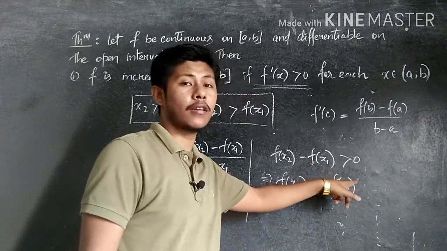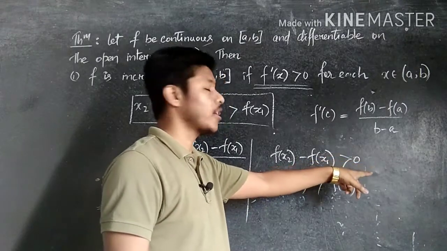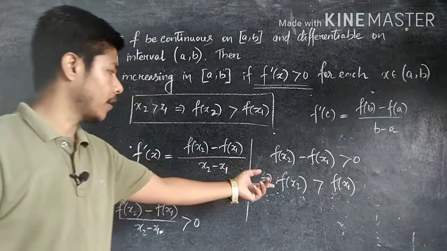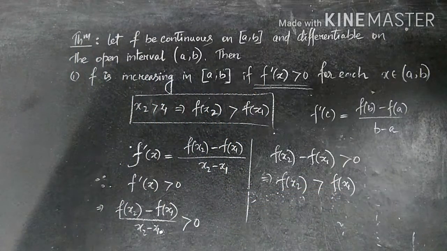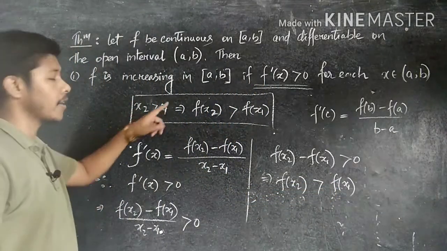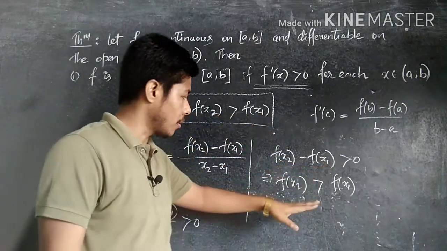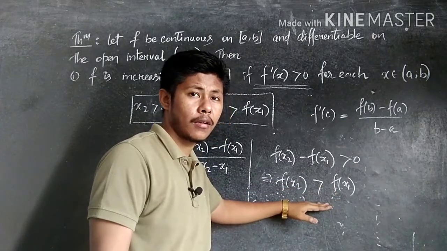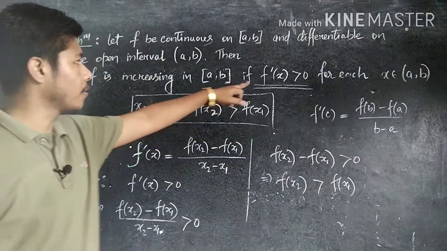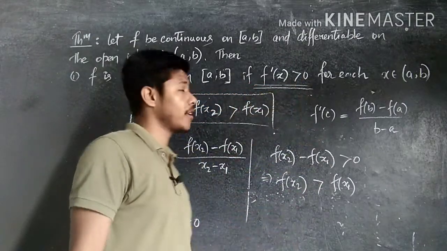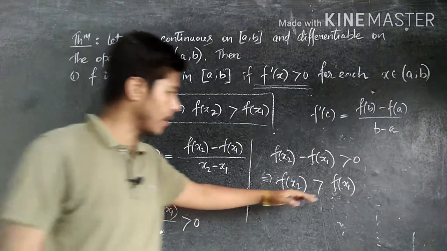Can we write this? Yes, easily we can write. You can shift this one, or you can add f of x1 to both sides. Then we get this result. Now here you see, since x2 is greater than x1, and what we need is f of x2 greater than f of x1, we get this result here. So from here what can we say? According to this condition, f dash of x greater than 0, this function f of x is increasing, because we get this condition.